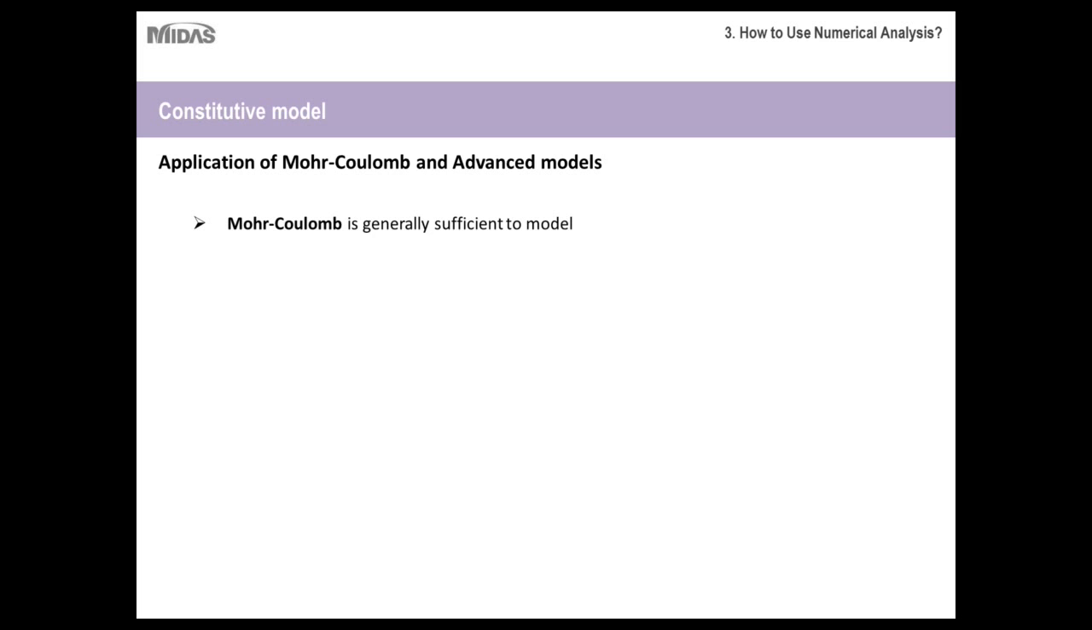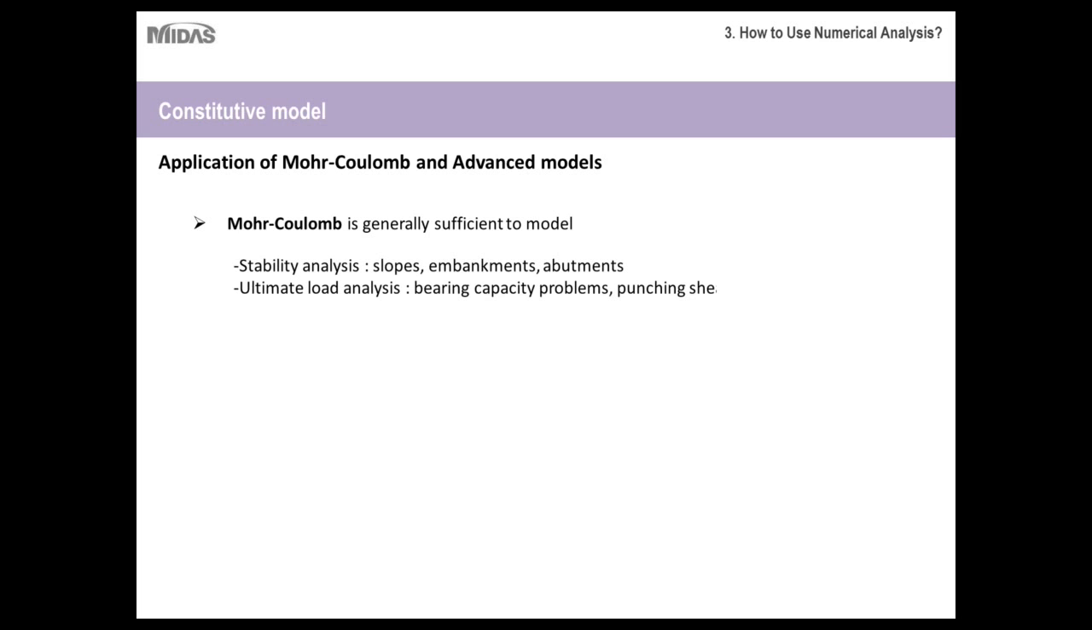So the Mohr-Coulomb model is generally sufficient to model the stability analysis for slopes, embankments, abutments, for ultimate load analysis, for bearing capacity problems, punching shear, for soil structure bond failure, for ground anchors, soil nails, geotextiles, for excavation problems with basic behavior. So this is something to be noted.